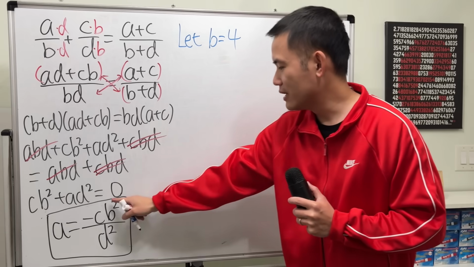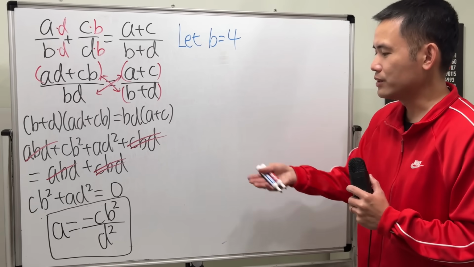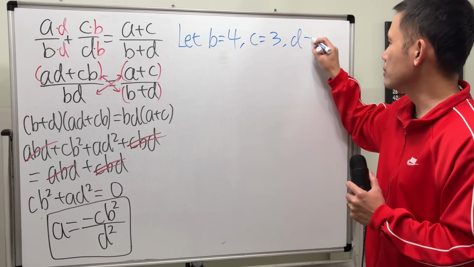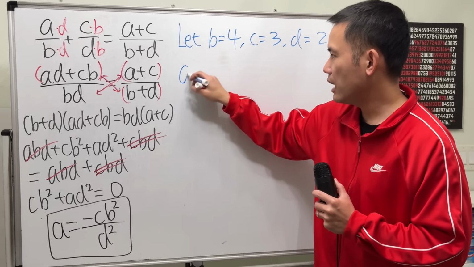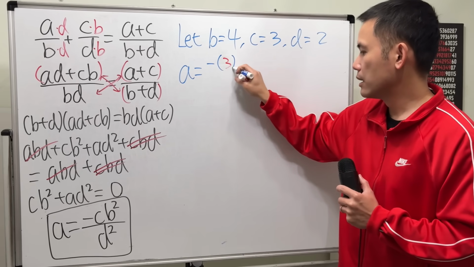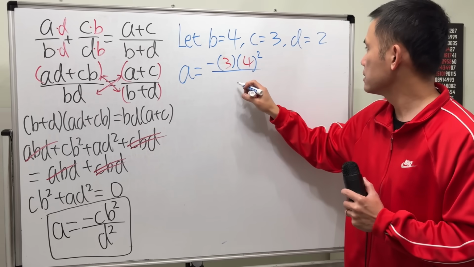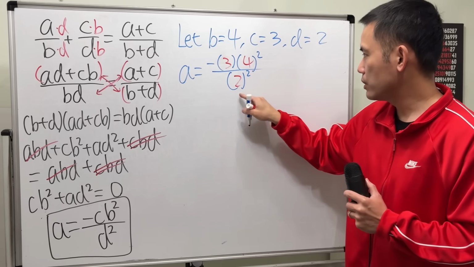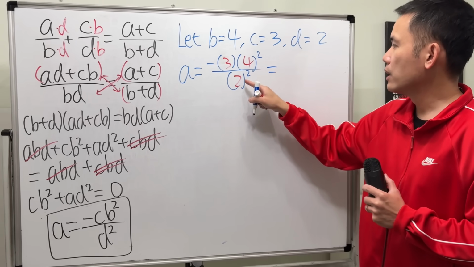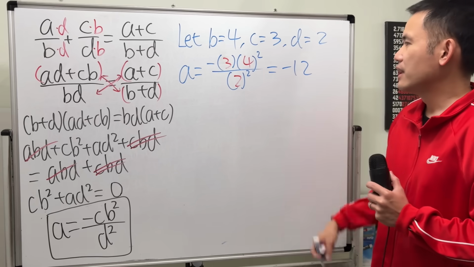If I have 4, I'm looking at 16 on the top, so that means on the bottom I can have 2, so that it reduces and a will be a whole number. For c, I will just pick 3, and for d, let's just pick 2. And you will see that a is equal to negative c, which is 3, times b, which is 4, squared, over d, which is 2, squared. Okay, so that's 4, cancel out one of them, so negative 12.